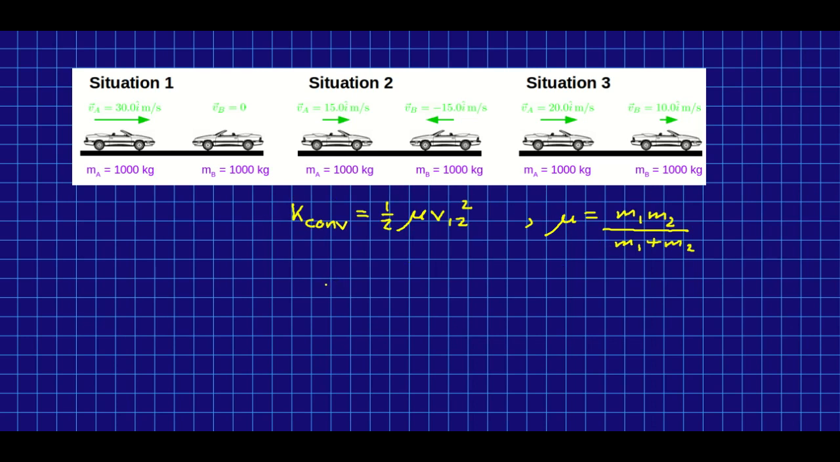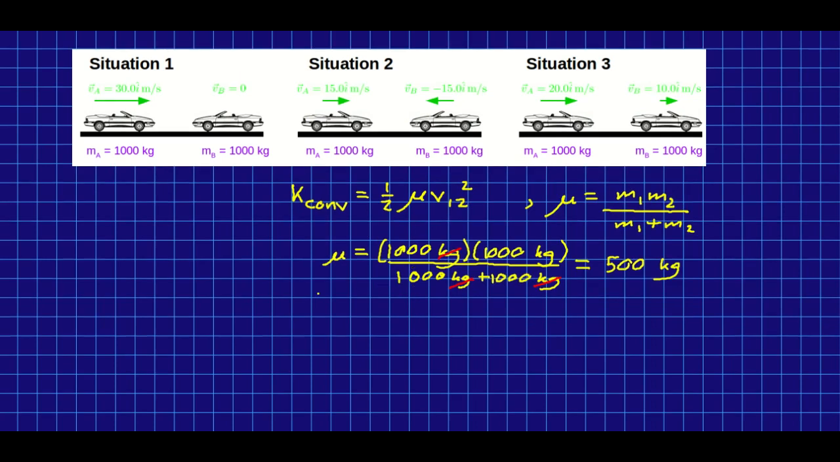So first of all, the reduced mass is the same in all three cases because it's the same pair of cars, and so it is just... Note the units. The kilograms take out the kilograms, but there's still 1 kilogram left in the numerator, and this one comes out to 500 kilograms. Notice it's smaller than the mass of either car. There's a reason this is called the reduced mass. Now that we know that, we can easily get the convertible kinetic energy.